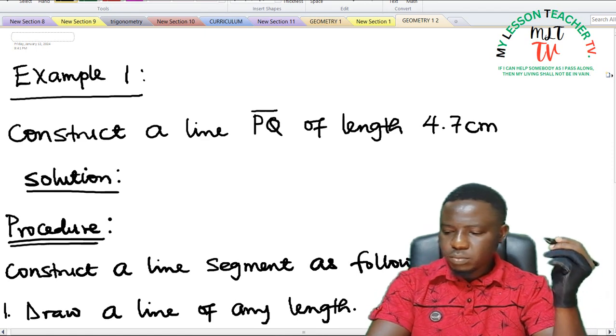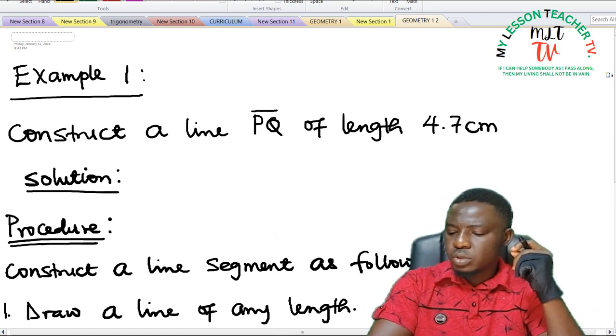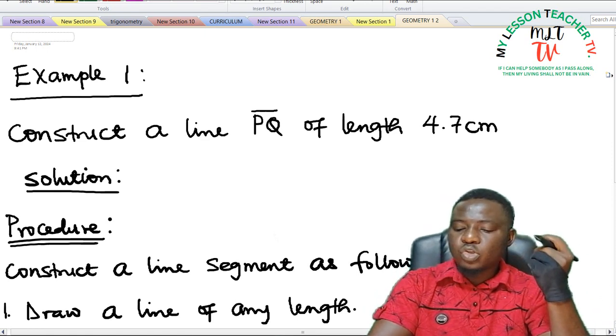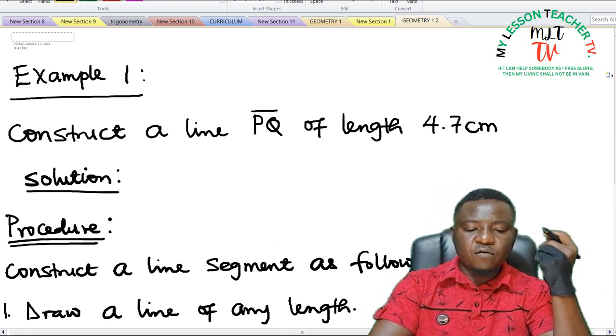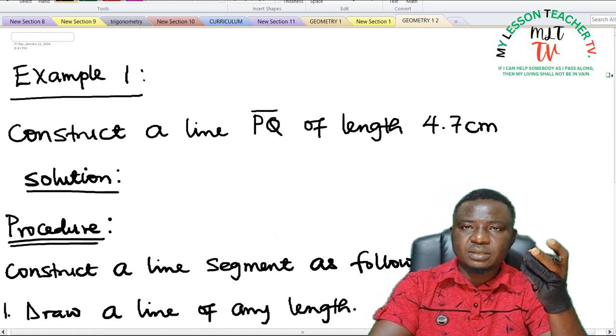So let's take some examples. Example 1 says we should construct a line segment PQ of length 4.7 centimeters.